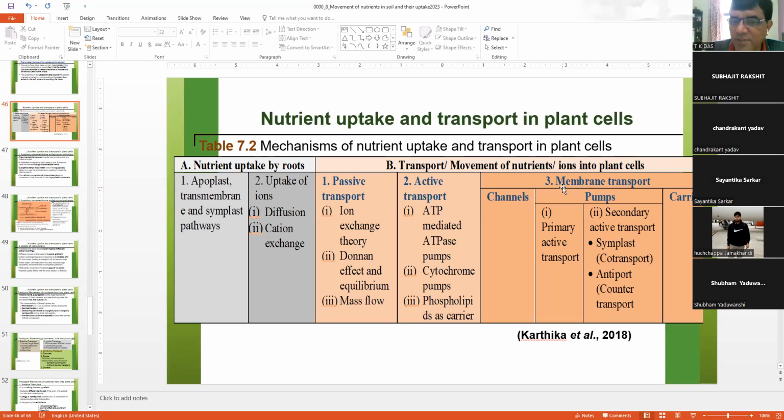Then membrane transport. Some nutrients are transported with the help of membranes. So it includes three different pathways. One could be channels, other could be pumps, and these pumps can be divided into two: primary active transport and then secondary active transport. By symplast, it is co-transport and antiport counter transport, and then third one is carrier. So this is how all the mechanisms of nutrient uptake and transport are classified or grouped.